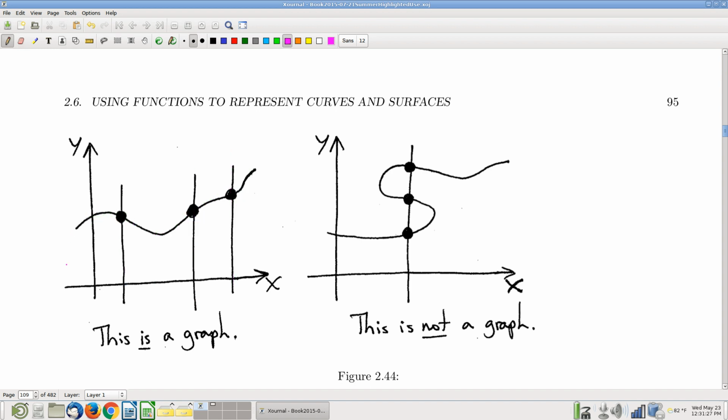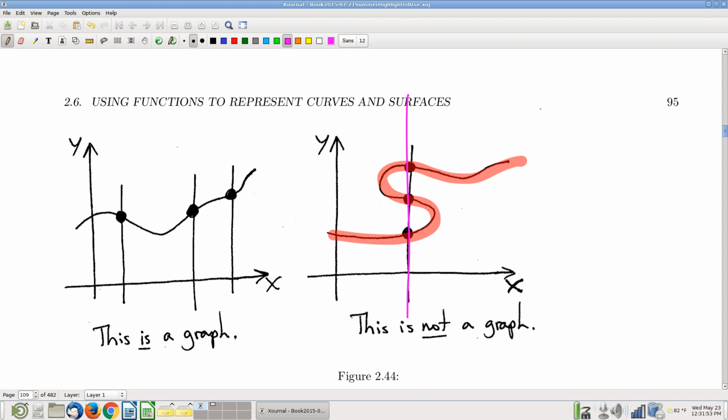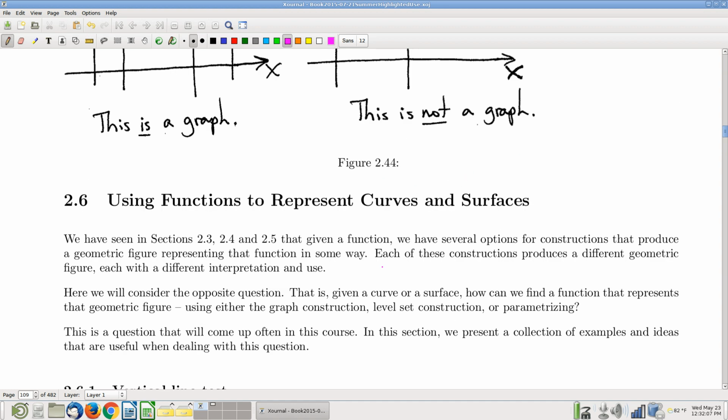On the other hand, if we look at this curve, which I'm ominously highlighting in red, and you play the same game, well, some of these lines intersect the curve exactly once, right? And that's not good enough, because there is at least one line, that being a nice example, that intersects this curve multiple times. So this is not the graph of a function. Functions are not allowed to look like this. Okay, all right. So this is a reminder from single variable.